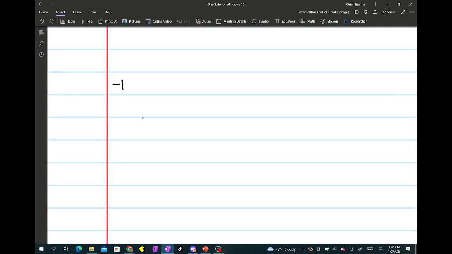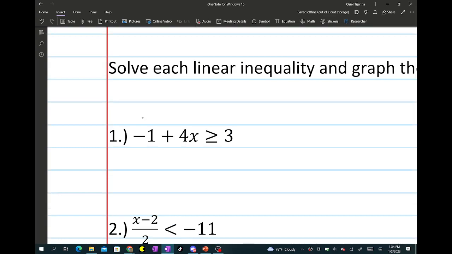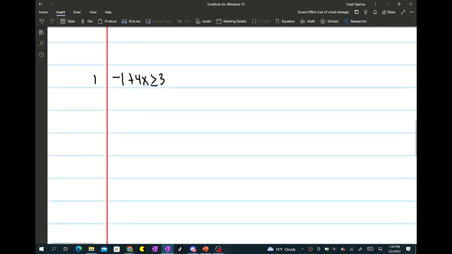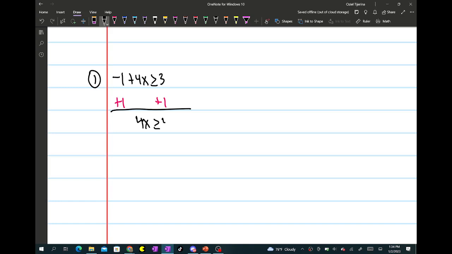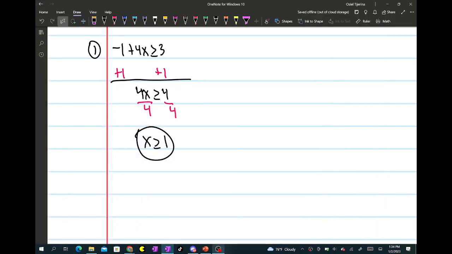So we're going to write it down. What you're going to do here is add 1 to both sides. This should give you 4x is greater than or equal to 4. Then divide both sides by 4, and this should give you that x is greater than or equal to 1. Now, this is how it would be in inequality form. In interval notation, it would be bracket, 1 to infinity, parentheses.